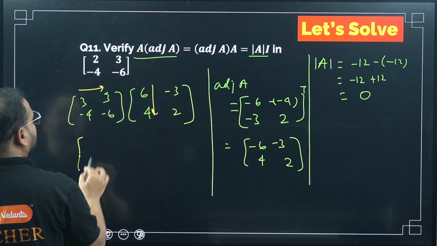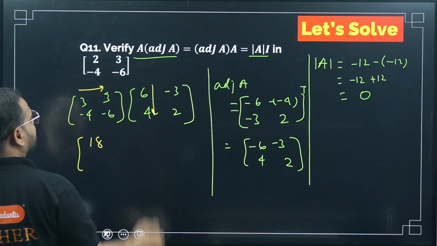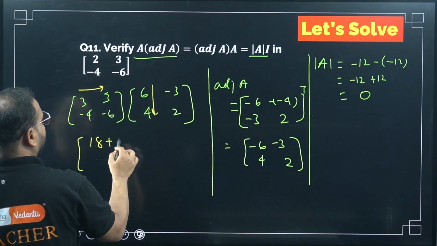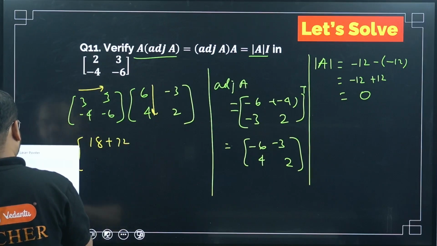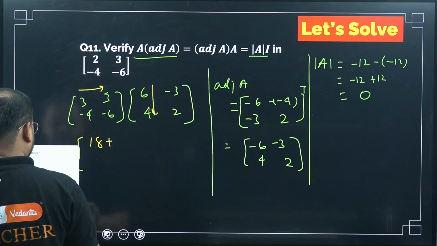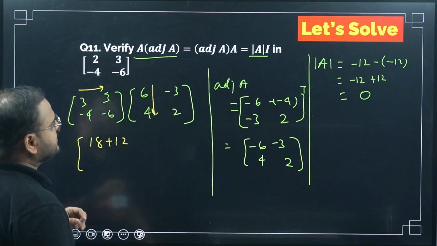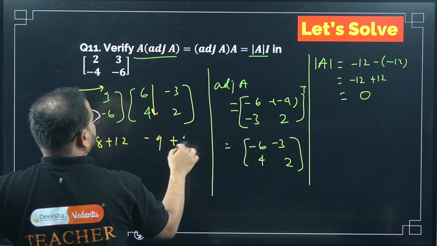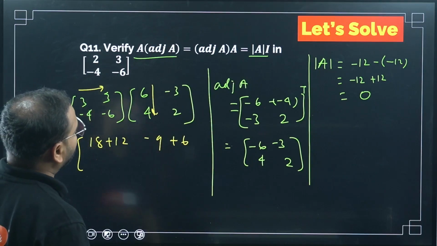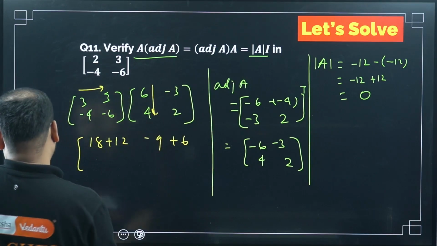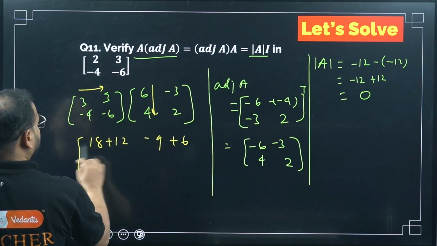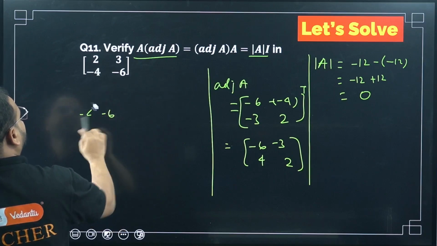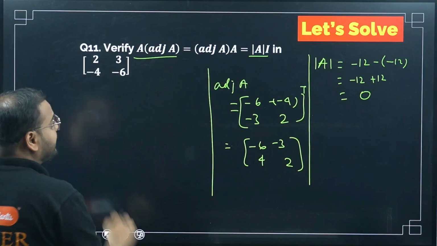3 times of 6 will be what? 18. And 3 times of 4 will be what? 12. Something is coming as incorrect, I guess. We'll see. And this will be minus 9, and this will be plus 6. Something is wrong. Have I taken it the wrong way? Let me check this again. Maybe some mistake in the calculation side. Have I done any mistakes, sir? Please check.